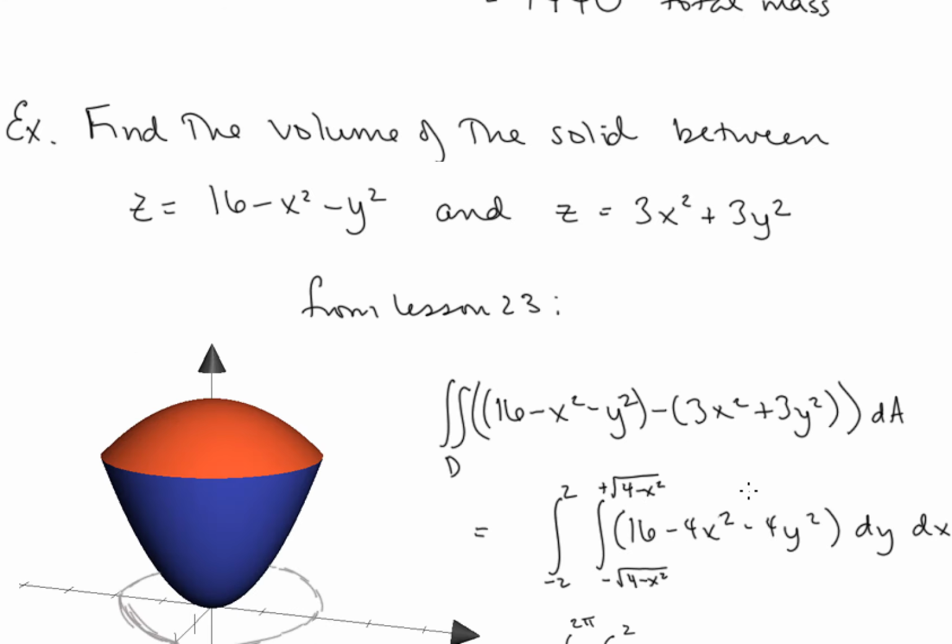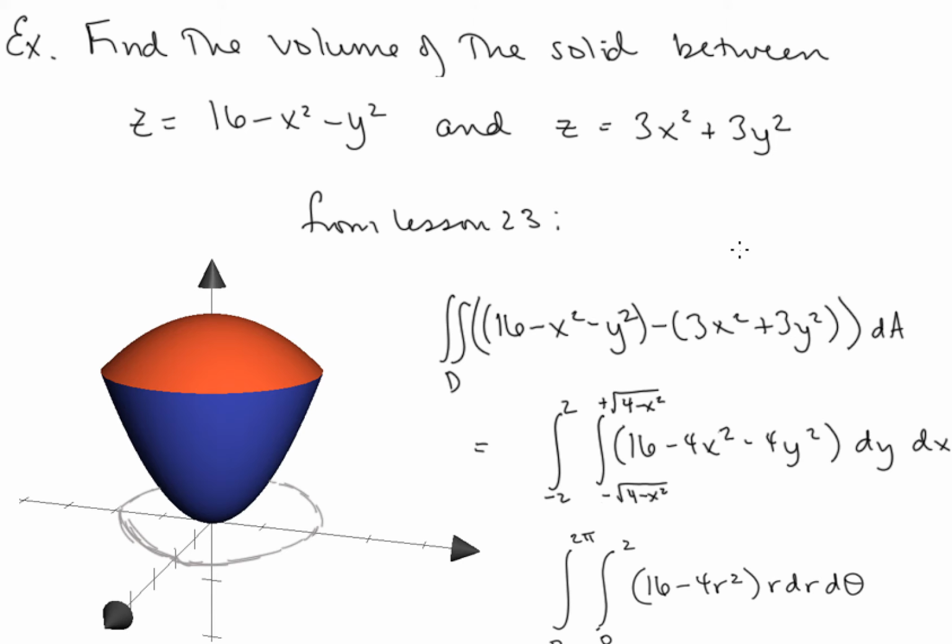Let's take a look at a problem that we've seen before. Find the volume of the solid between z equals 16 minus x squared minus y squared and z equals 3x squared plus 3y squared. Now in lesson 23, we recognized this as a top surface and a bottom surface, and we did some subtracting with double integrals.